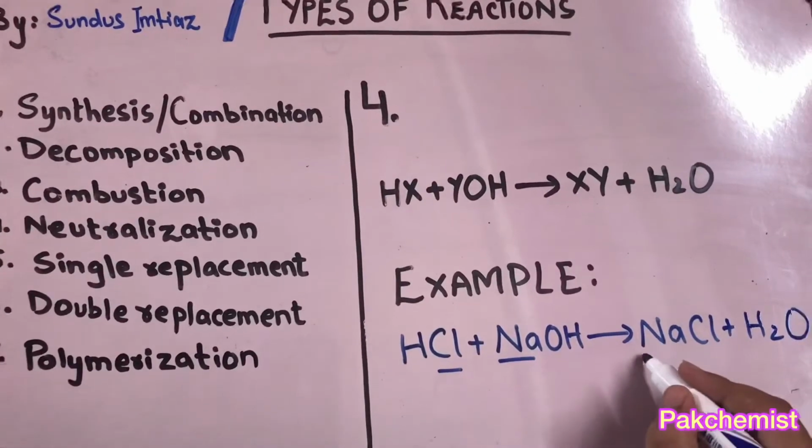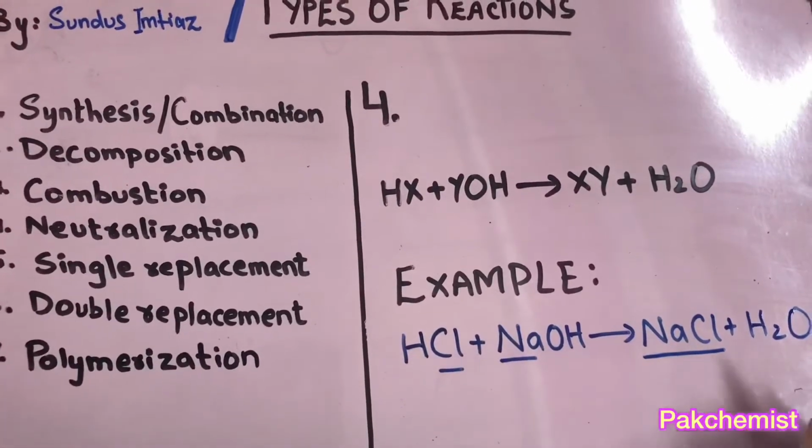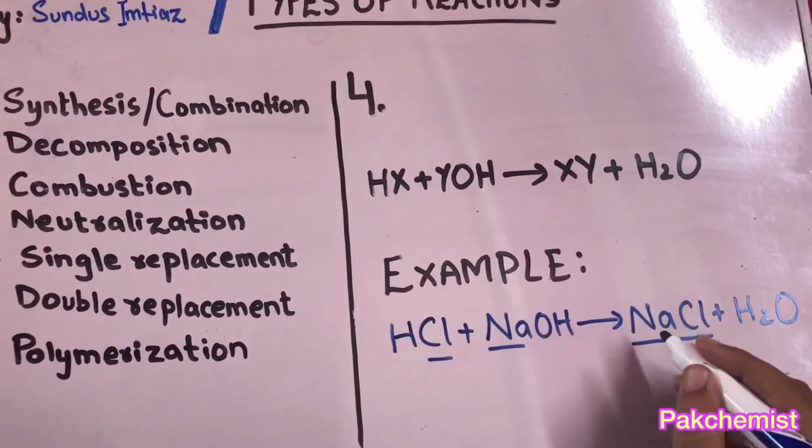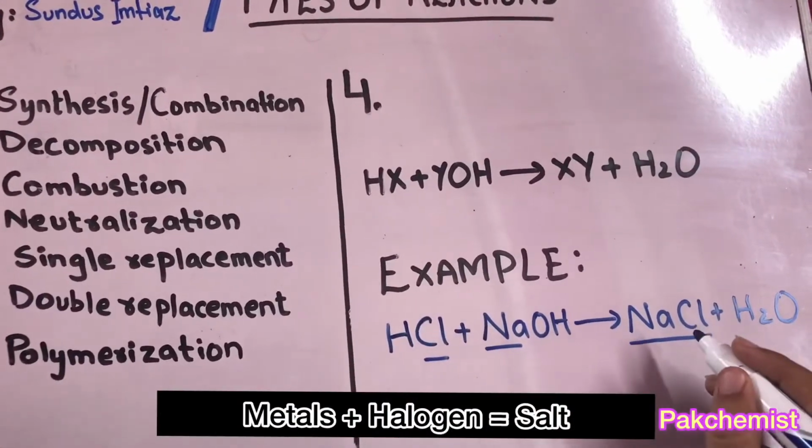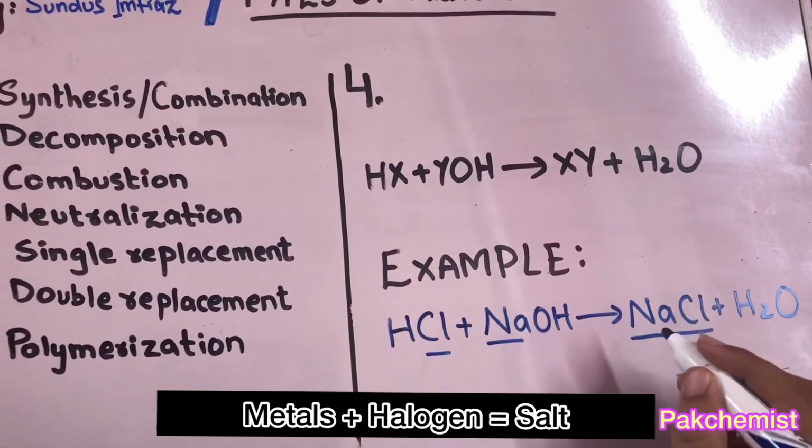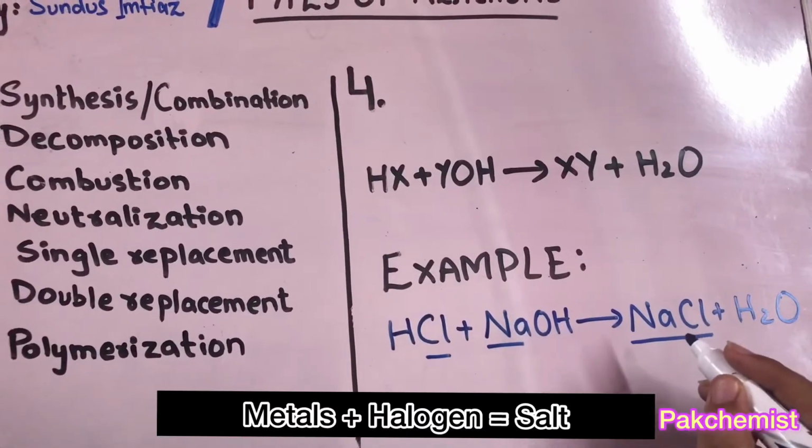Now how do we identify that it is a salt or anything else? Now Na is a metal while Cl is a halogen. So whenever you see both of them together, it means they are a salt.